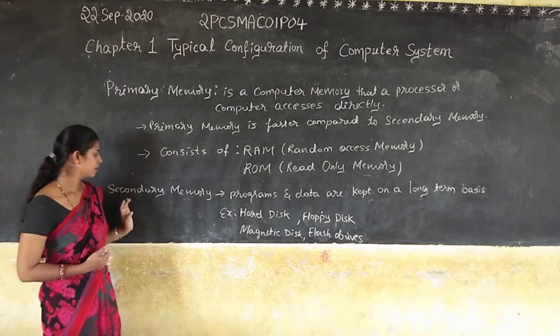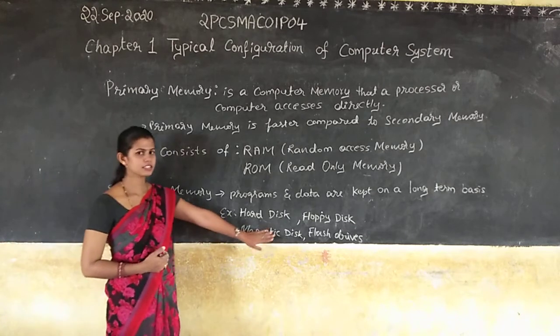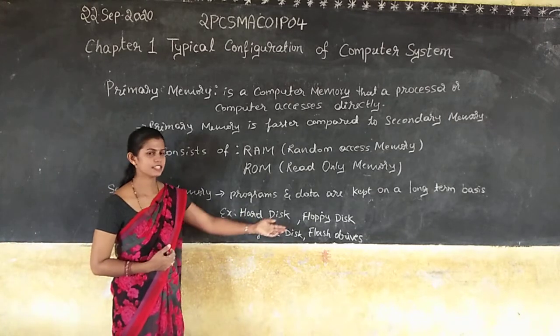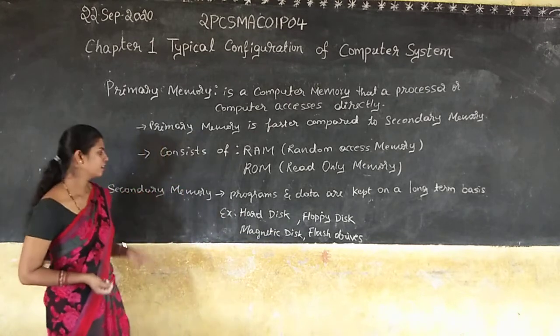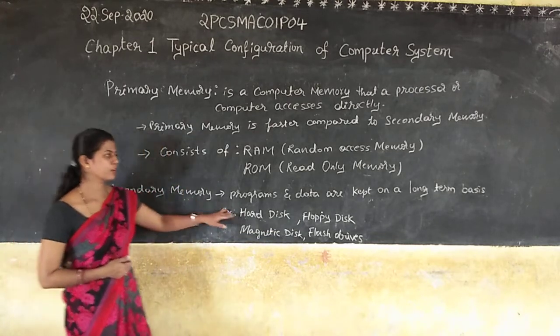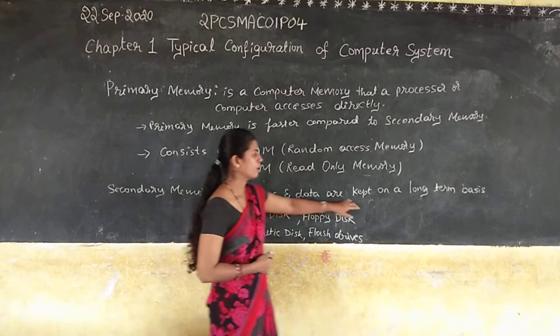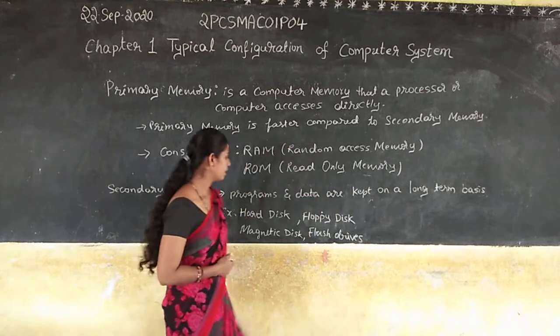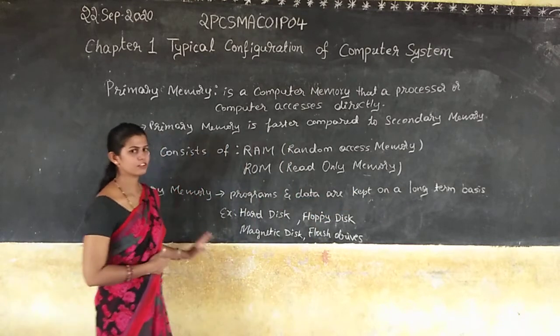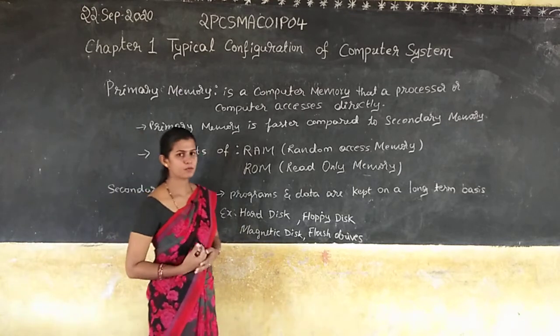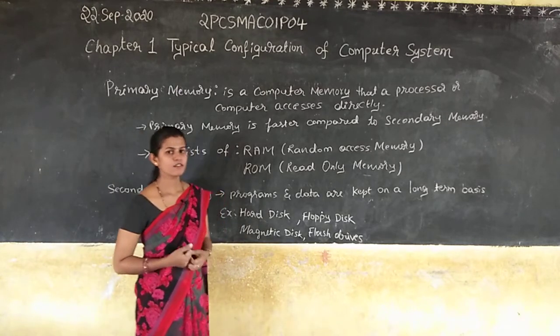Examples for secondary memory are hard disk, floppy disk, magnetic disk and flash drives. In secondary memory programs and data are kept on a long term basis.